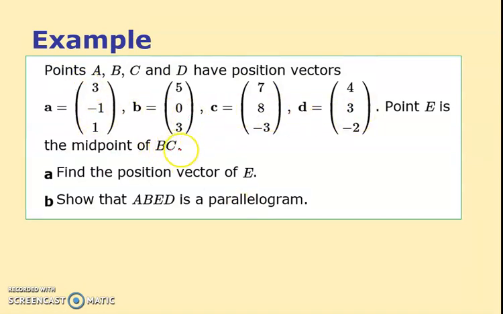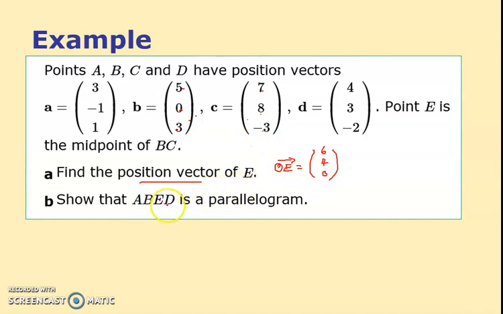Point E is the midpoint of BC. Well, there's B and C, the midpoint then. And this is what I was on about, a bit more explicit. It tells me what's a position vector. So I'm going to write OE equals, and just add them together. 5 and 7 make 12, that makes 6. 0 and 8 make 8, so that makes 4 when I half it. 3 minus 3 makes 0. Half of 0 is still 0.